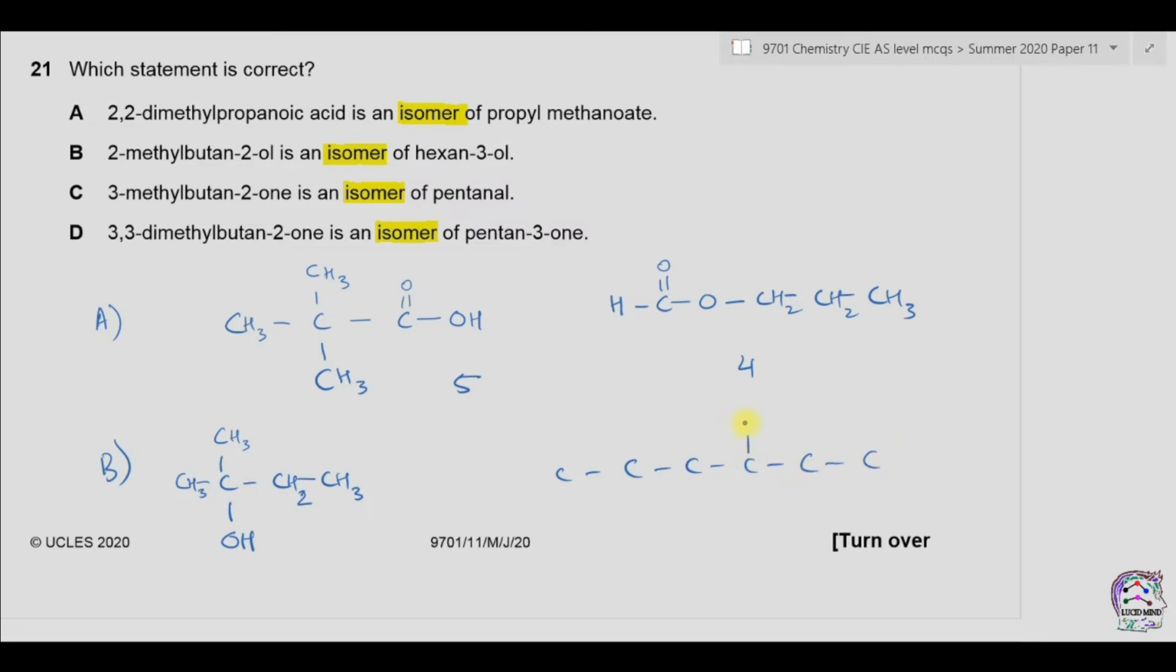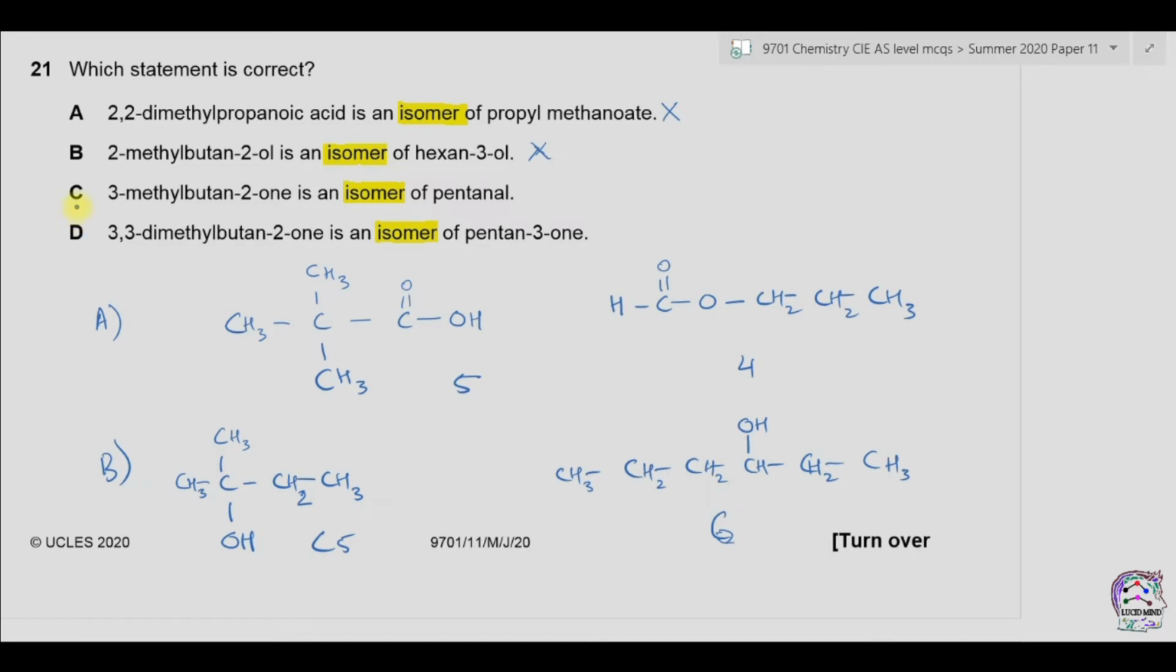And on the third carbon we have an alcohol group. Hydrogens will be H3, 2, 2, H, 2, 3. Now we can count the number of atoms. We have 5 carbons in this one and 6 carbons in this one. So this is also not an example of a polymer. So both A and B are wrong.